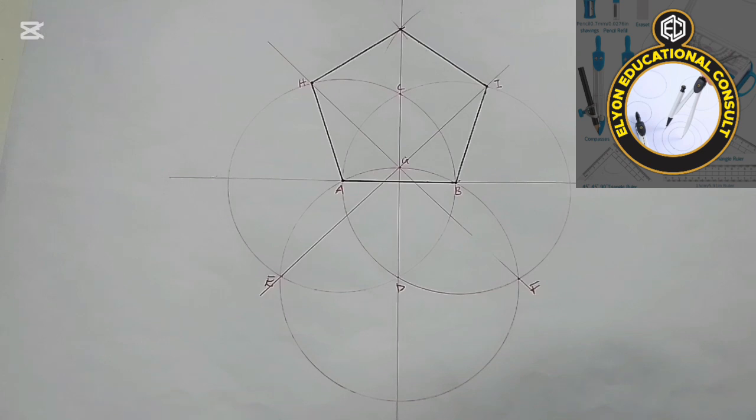I hope you find this very easy. Please keep practicing. I believe you can do it. So keep practicing it. You can get it.